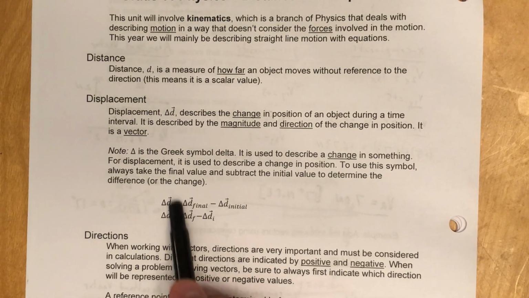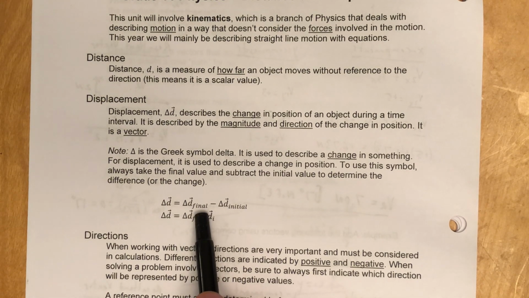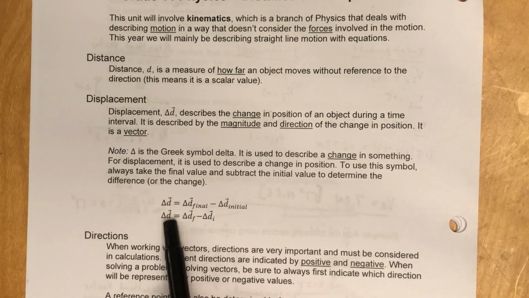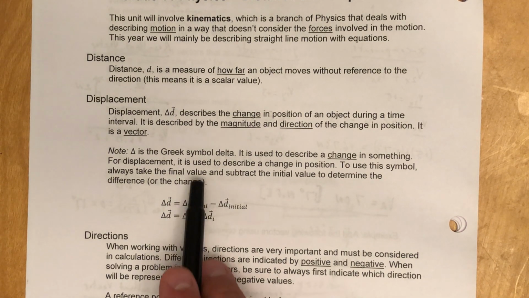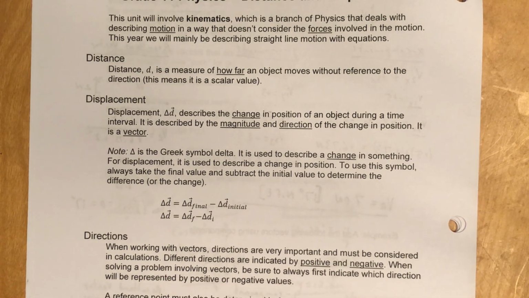When you are finding the change in displacement, you'll be looking to find what is your final value minus your initial value. And that's going to be your change in displacement. So the final value minus the initial to find the change in it. So you're saying, where did you start and then where did you end up? And to determine what was the displacement over that time period, you take the final value, subtract the initial.